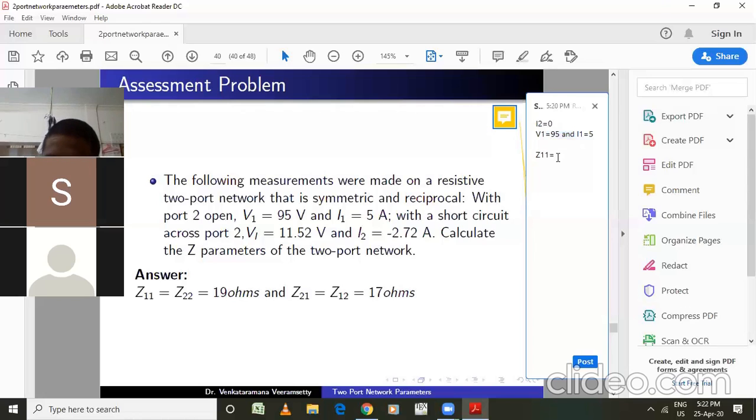So Z11 equal to V1 divided by I1, that's equal to 95 by 5, that's equal to 19. Okay?